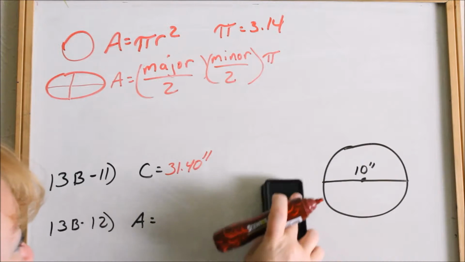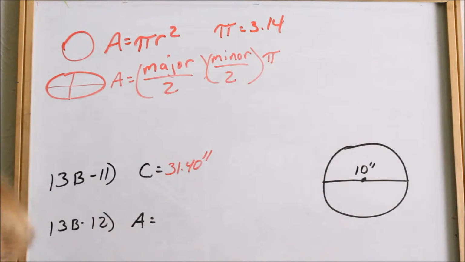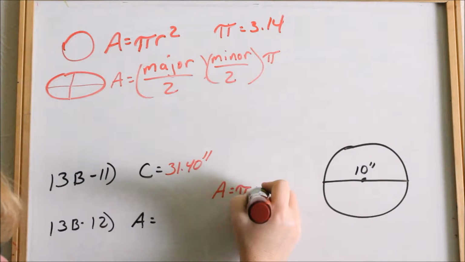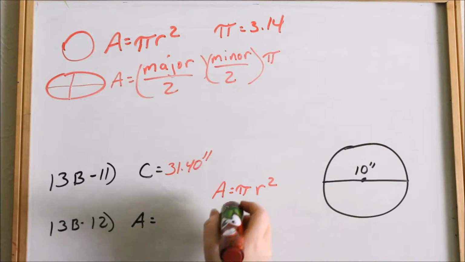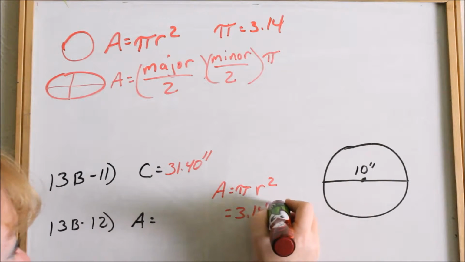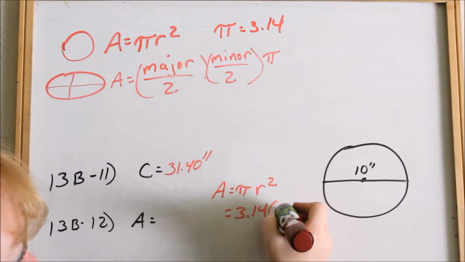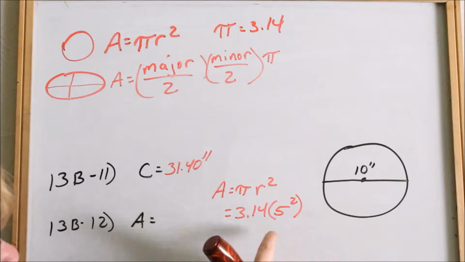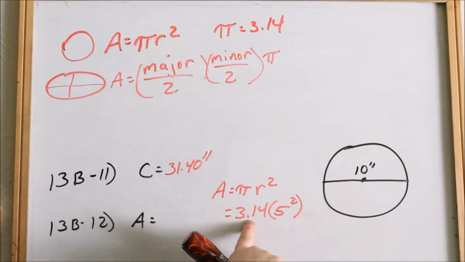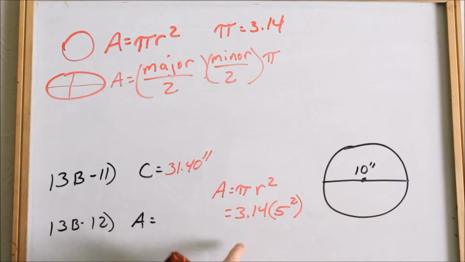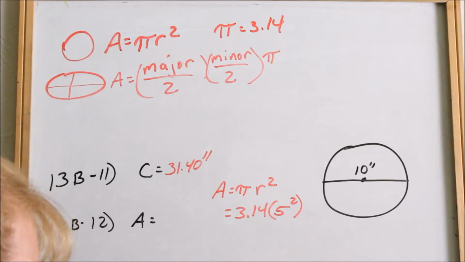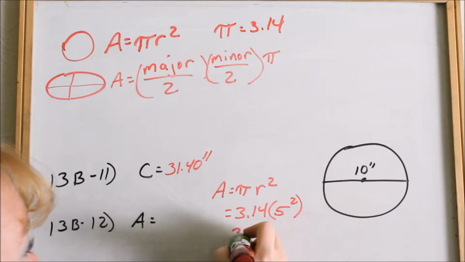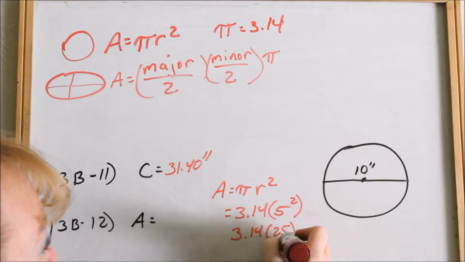Okay, now we're going to do the area of a circle. I always recommend writing your formula first. So area equals pi r squared. I need the radius. So pi is 3.14. My radius is 5, half of the diameter, 5, and I need to square that. Square your radius first, then multiply it by your 3.14. So 5 squared is 25. It's not 5 times 2. 5 squared is 25. So that would be 3.14 times 25.